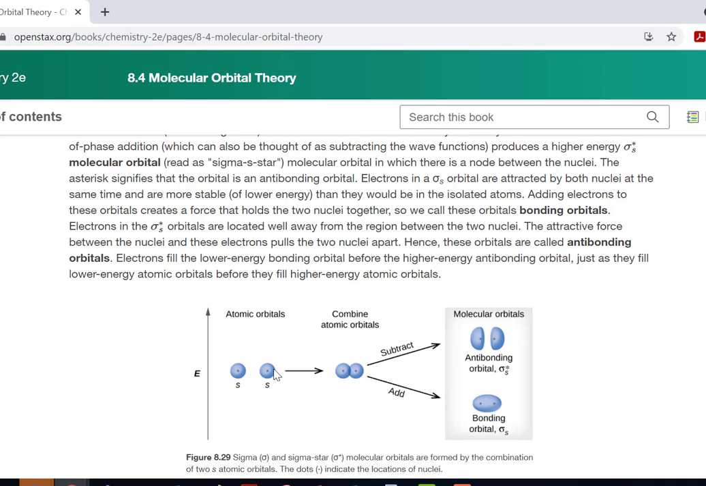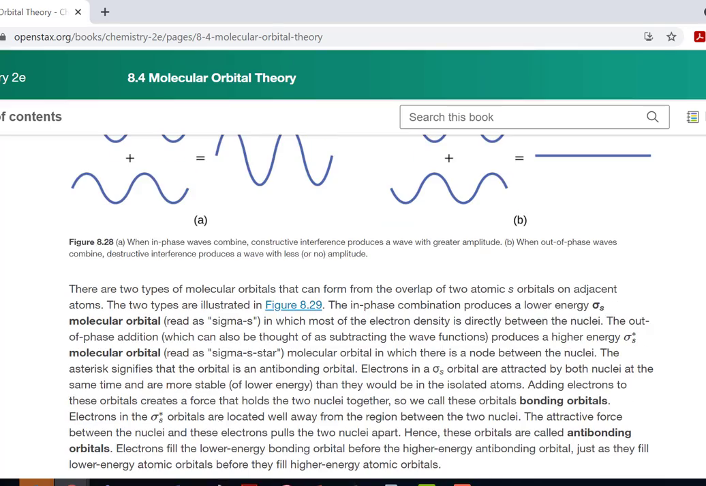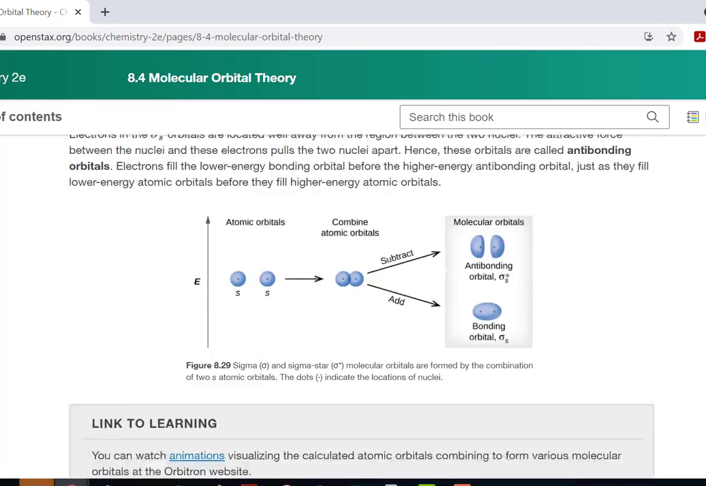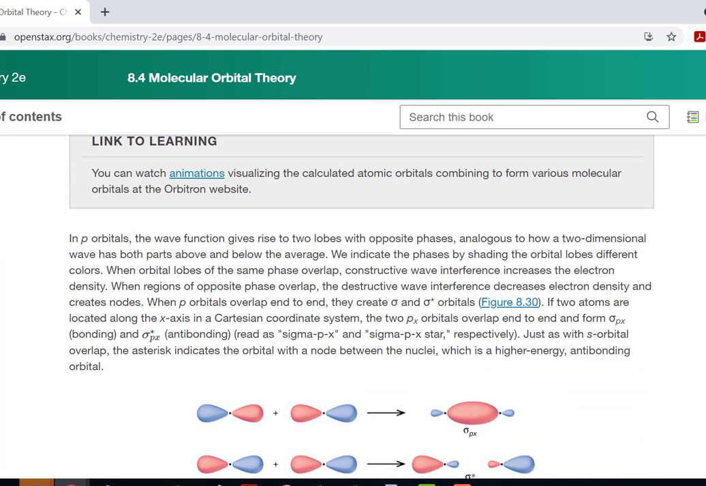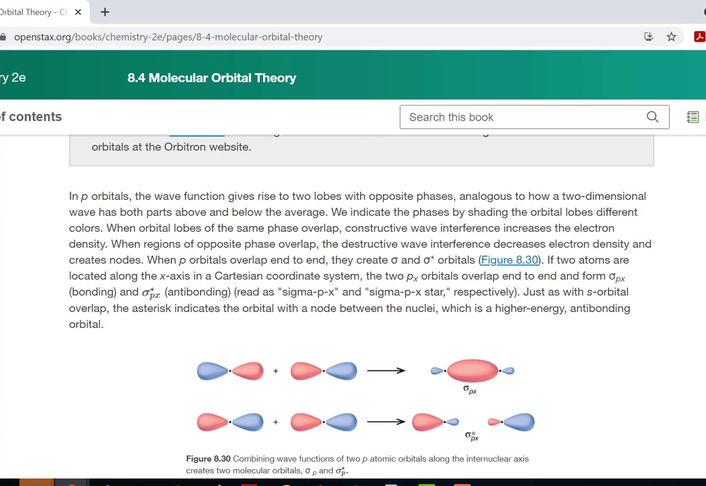Again, you start with 2 orbitals, you end with 2 orbitals. So that's the idea of the combination of atomic orbitals, the linear combination. Here we're looking at an additional possibility to represent what's going on with molecular orbital theory.